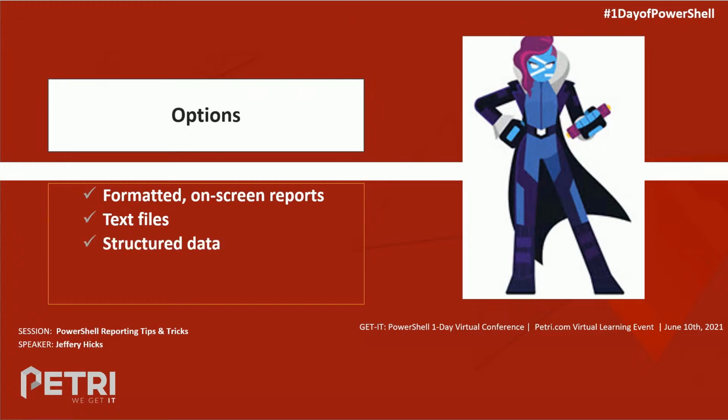Another option for reporting is simple structured data. Maybe you need information in a JSON file or XML or CSV. As long as you think about objects in the pipeline, it's really not that difficult to create that kind of structured data. Or you may be interested in preparing some HTML reports. This is always a popular topic for people, and I've got some great examples I think you're going to like.